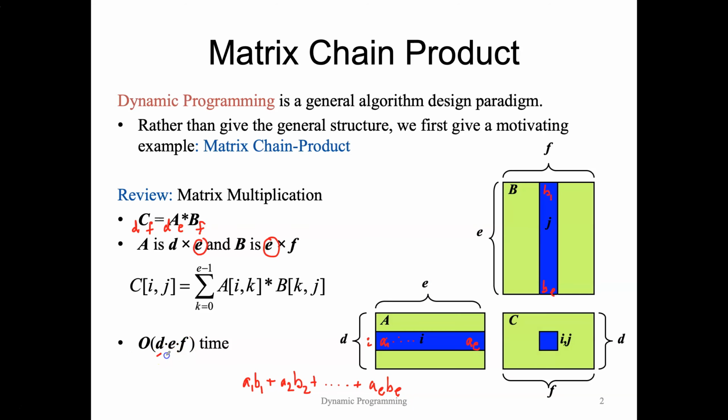where D is the number of rows in A, E is the number of columns in A, which is the same as the number of rows in B, and F is the number of columns in B. So our total running time is big O of D times E times F, a product of the dimensions of A and B.